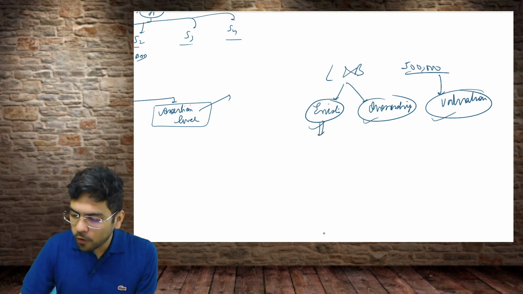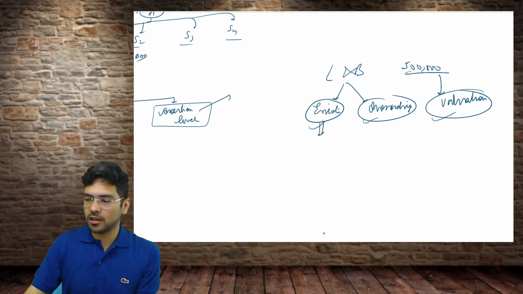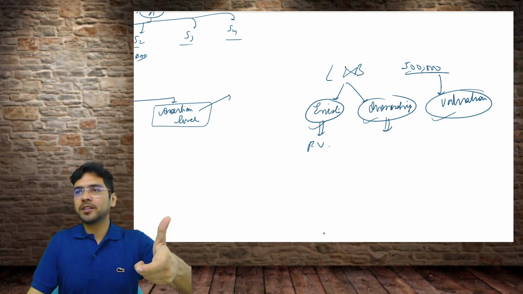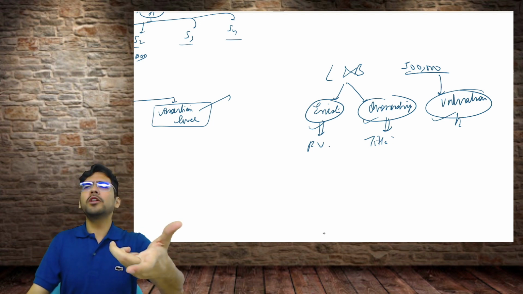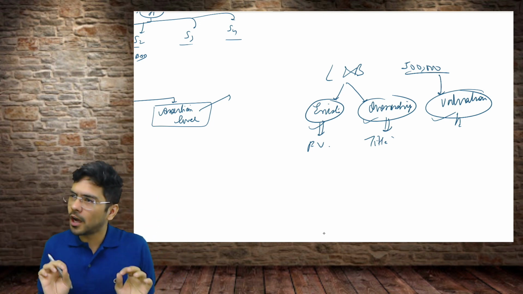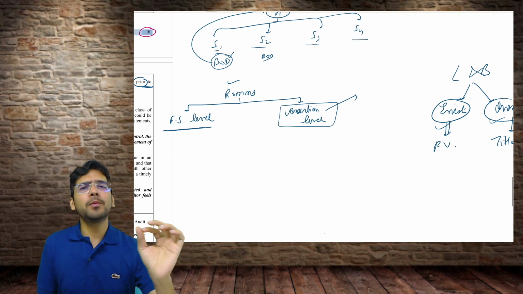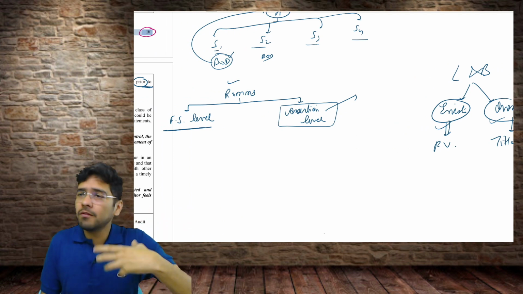Did I not tell you how are you going to check the existence assertion? By doing what? Physical verification. How are you going to check the ownership assertion? By title deed. How are you going to check the valuation assertion? By going through the valuer certificate, etc. Are you all okay with this? So any item in the financial statement is going to convey a lot of things to us.